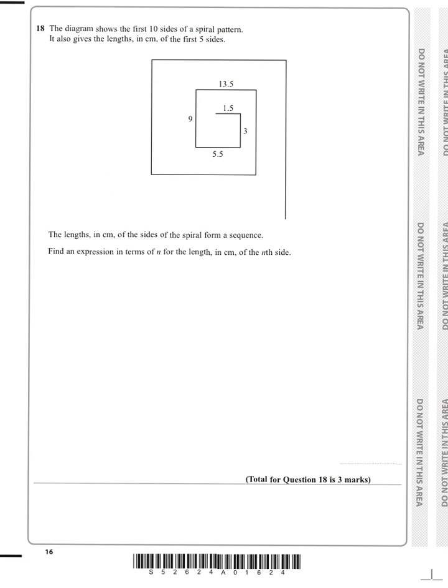But I think this is quite a nice question on sequences. It says, the diagram shows the first 10 sides of a spiral pattern. It also gives the lengths in centimetres of the first 5 sides. The lengths in centimetres of the sides of the spiral form a sequence, and we've got to find the nth side or the nth term. So it starts as 1.5, which I'm going to call 3/2, and then goes to 3, and then goes to 5.5 or 11/2, and then goes to 9, and then 13.5, which is 27/2.